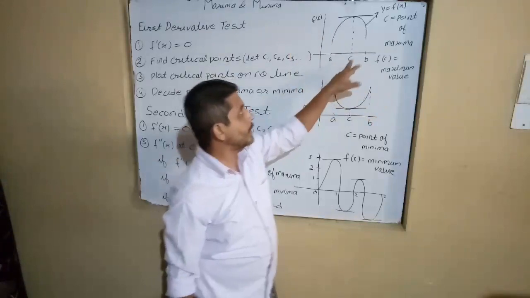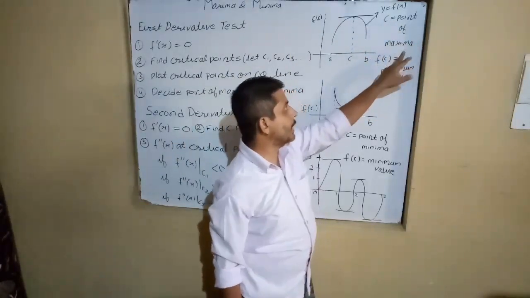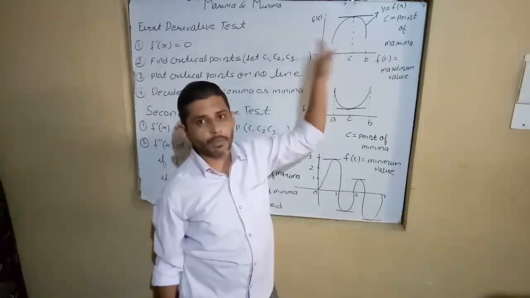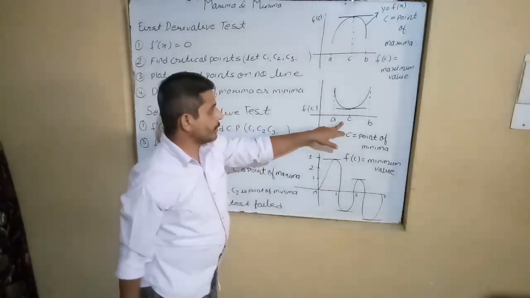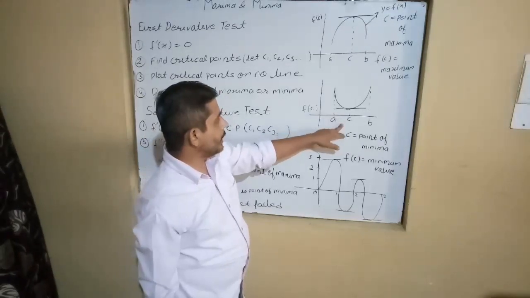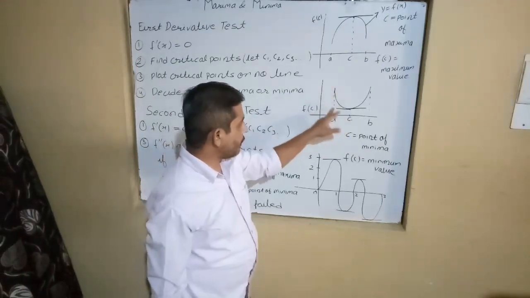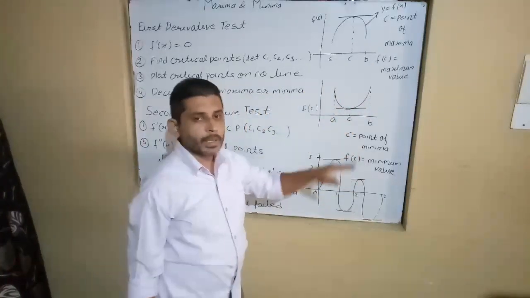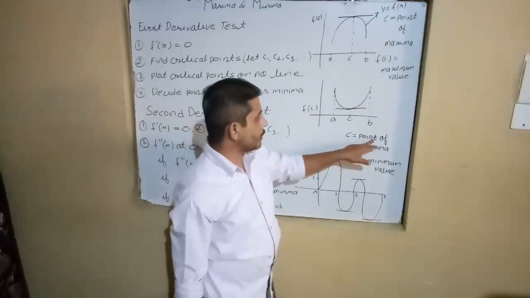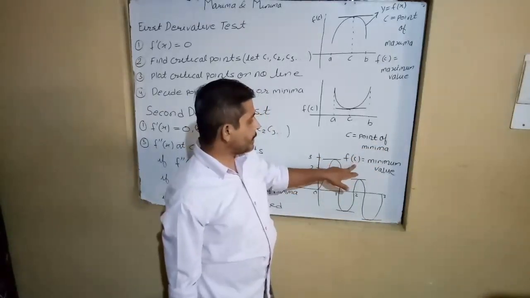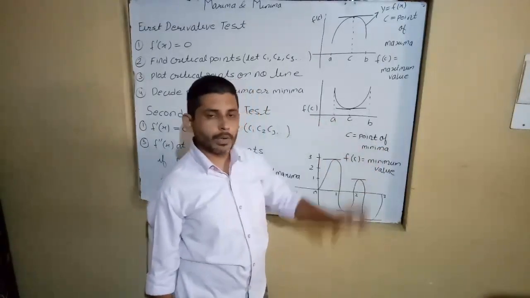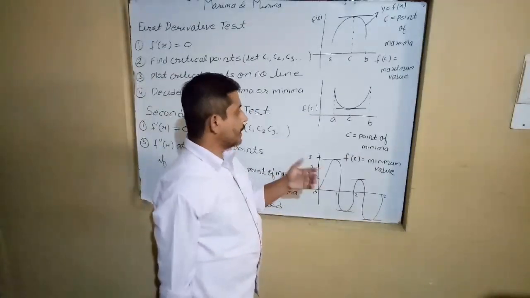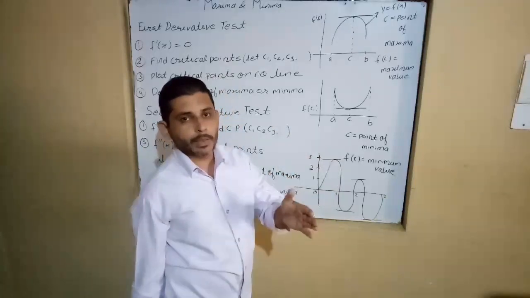So we can say here C is a point of maxima and the value of f(c) is called the maximum value of this function. Similarly, if we talk about this graph, here at a point C the function attains the minimum value. So we can say C is a point of minima and f(c) is the minimum value. Clear? Now one more thing is the local minima and local maxima.